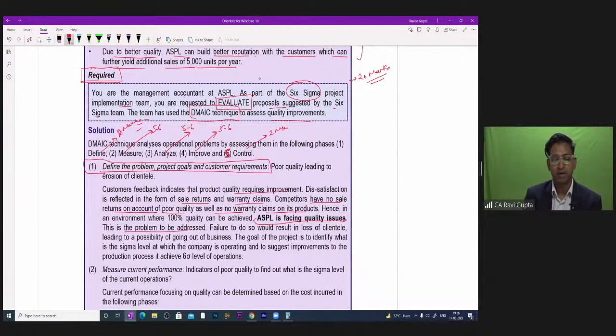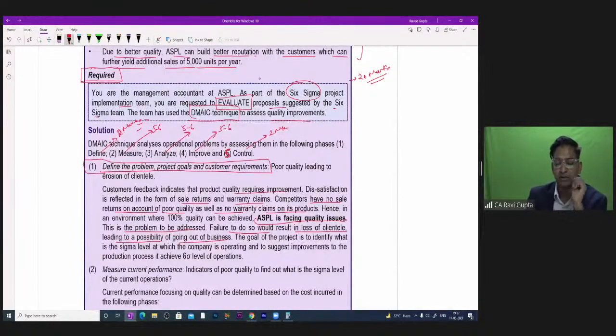This is the problem to be addressed. Failure to do so would result in a loss of clientele, leading to the possibility of going out of business. Definitely, they are facing quality issues, and this is a problem that needs to be addressed. If they fail to do so, there would be a loss of clientele. They may have to shut down their business if this continues.